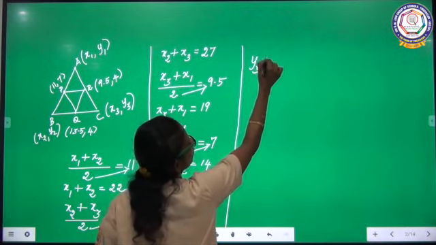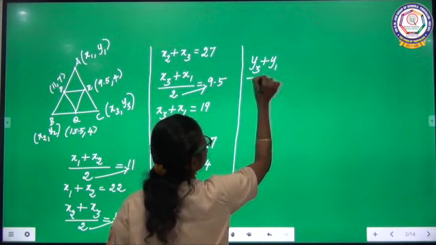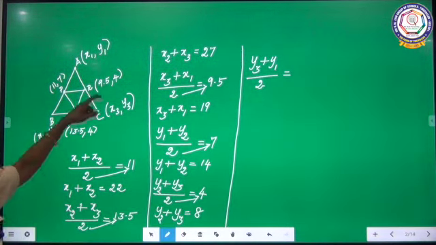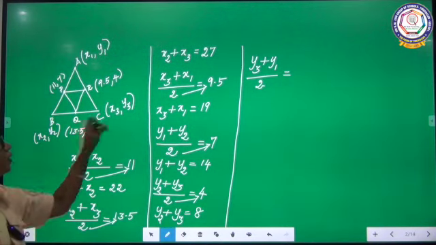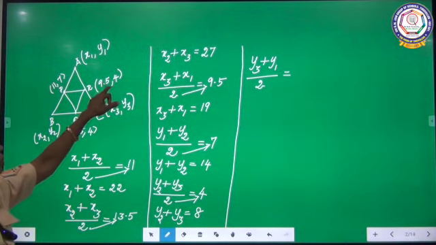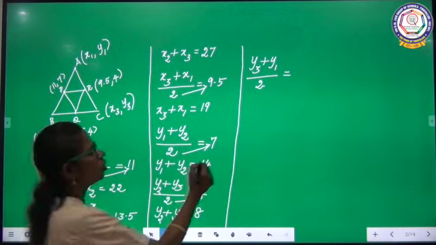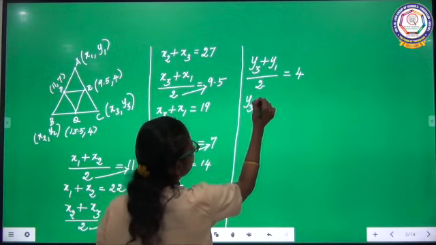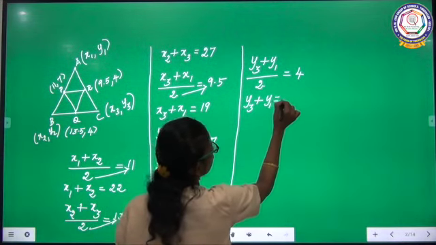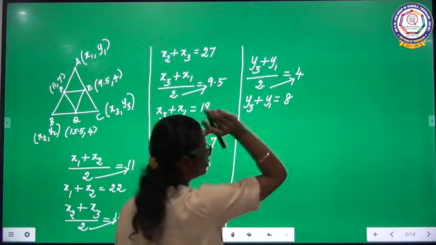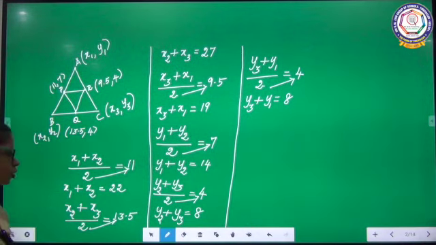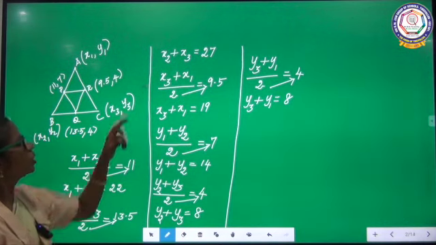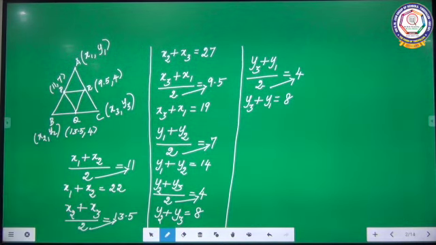y3 plus y1 divided by 2 equal to, what is given, that 4. So equal to 4. y3 plus y1 equal to 8. Right. You are getting x1 plus x2 equal to 22. x2 plus x3 equal to 27. x3 plus x1 equal to 19.